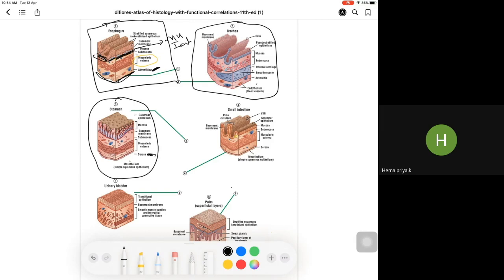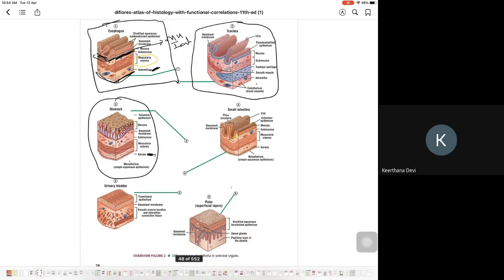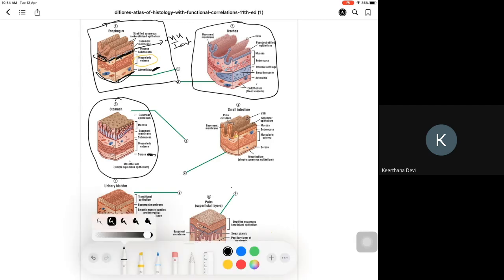Kirtana Devi. Stomach, the first layer is the columnar epithelium, and next is the mucosa. Then it's the basement membrane, and next is the submucosa. Then muscularis externa. Last layer is serosa, sir. The mesothelium, it will look like a simple squamous epithelium. One thing wrong there: they called this the basement membrane, and that has to be muscularis mucosa.